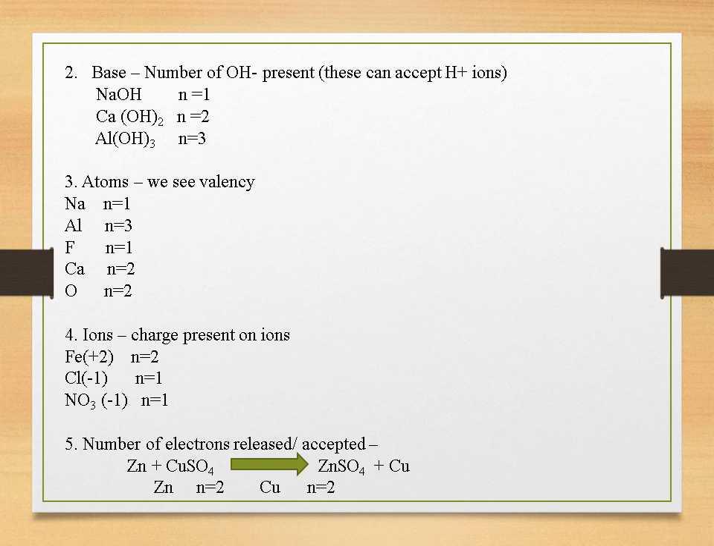So till now we have just discussed how you can calculate N factor, and once you have calculated N factor, you can calculate the equivalent mass. Once you have calculated the equivalent mass, if you know the mass of the solute and the volume of the solution, you can very well calculate the normality.